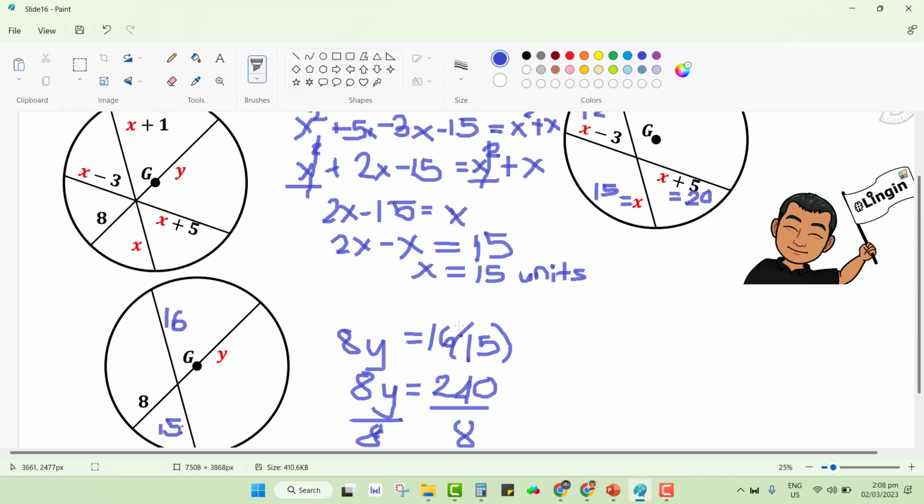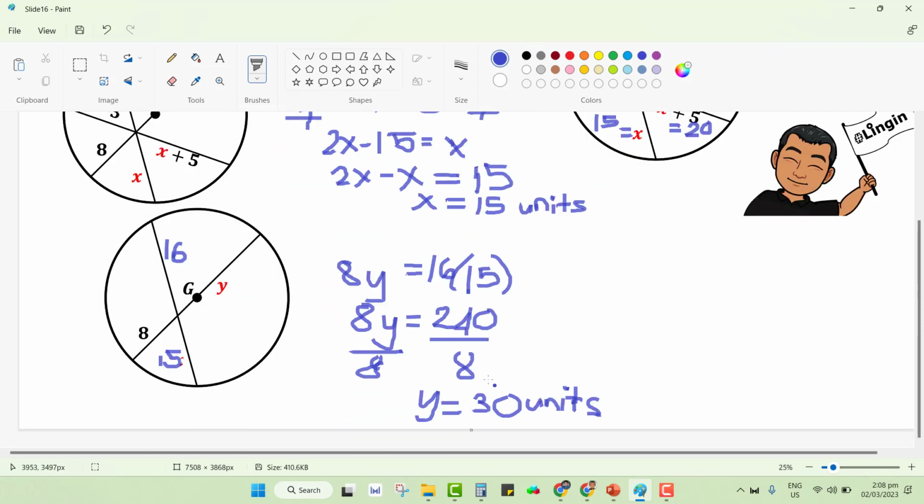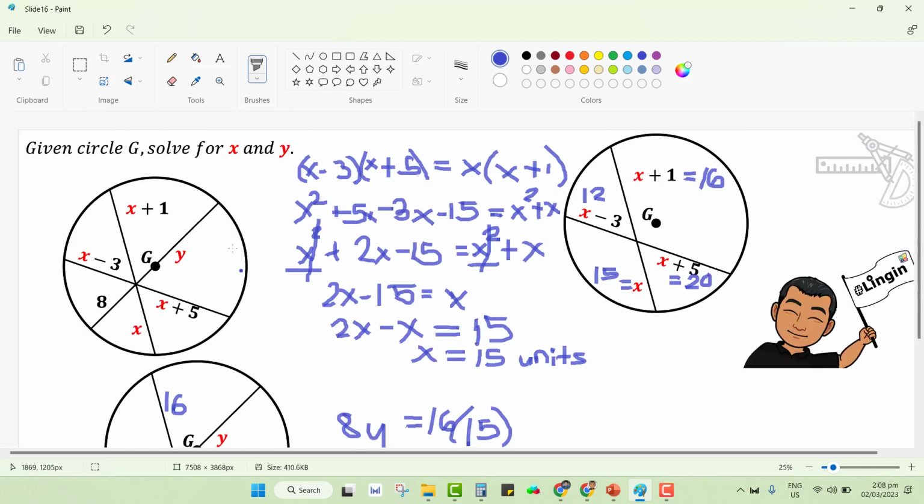So you already have solved for x, and now you have y. This ends the problem.